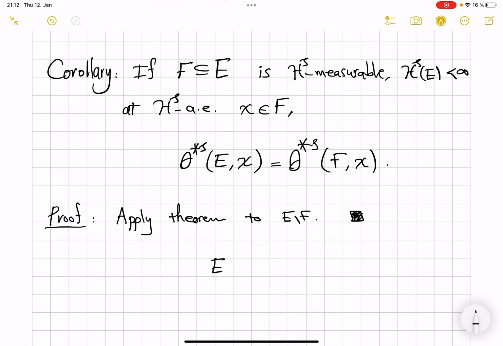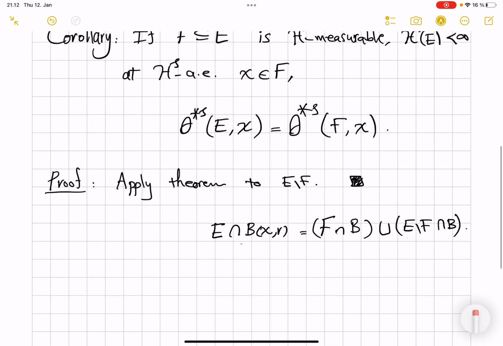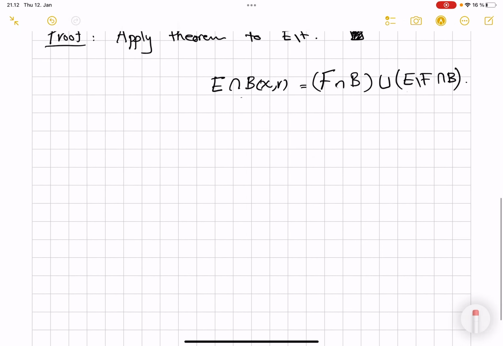So E intersection with a ball, you just compare it to E intersection, F intersection with that ball, and E minus F intersection with that ball. Now the theorem said that this part measure theoretically is negligible, so that makes this equal to that, but that is just density of F versus density of E, both evaluated at the point X. So what are the consequences of this one?